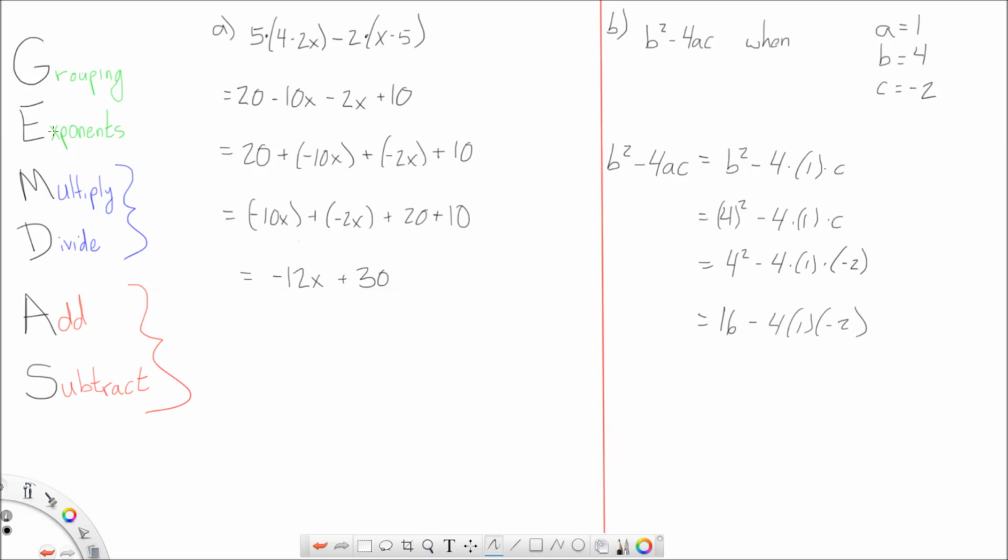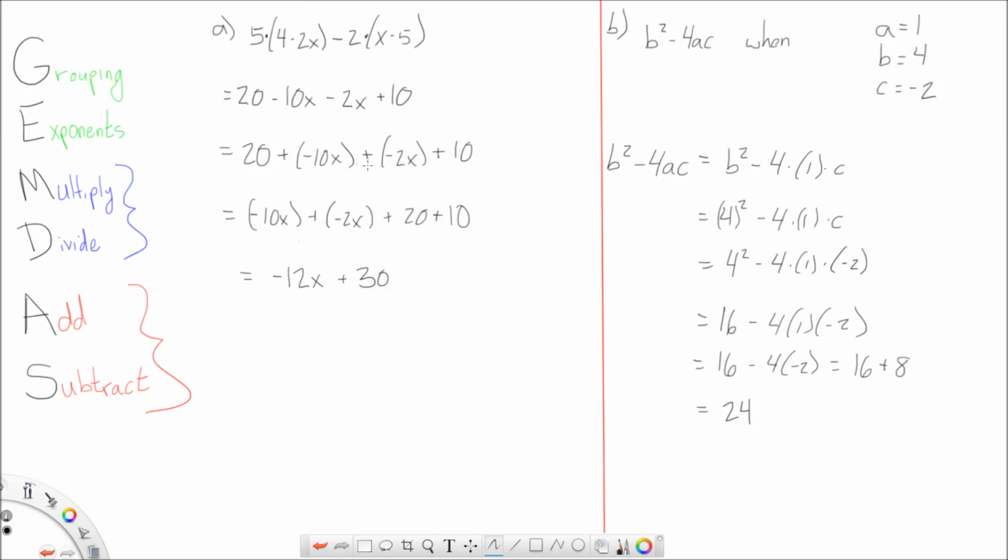Alright, so now we're past this section here. We're on to multiply and divide left to right. So 16 minus, we don't use that yet, but we have 4 times 1 was 4. Alright, so we did that step, and we keep going left to right. Now we have 4 times negative 2. So this negative 4 times this negative 2 will give us a positive 8. And now we do our last step, which is adding and subtracting left to right. So we just add these two and get 24.